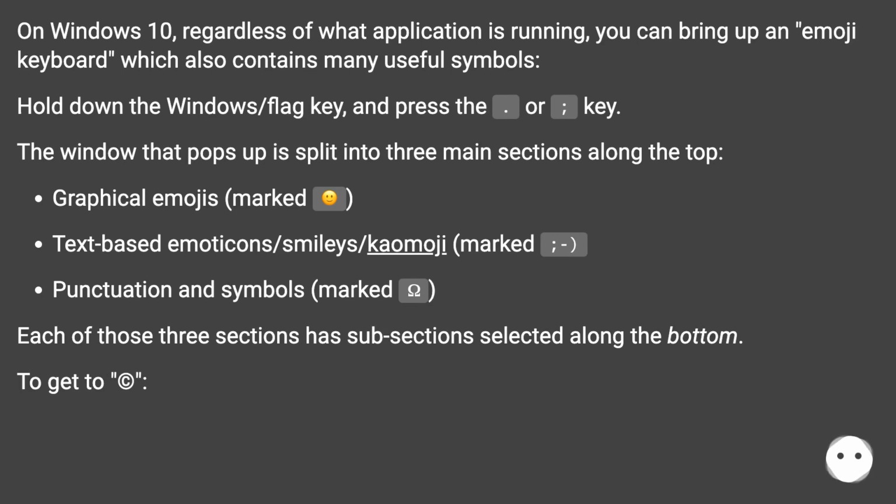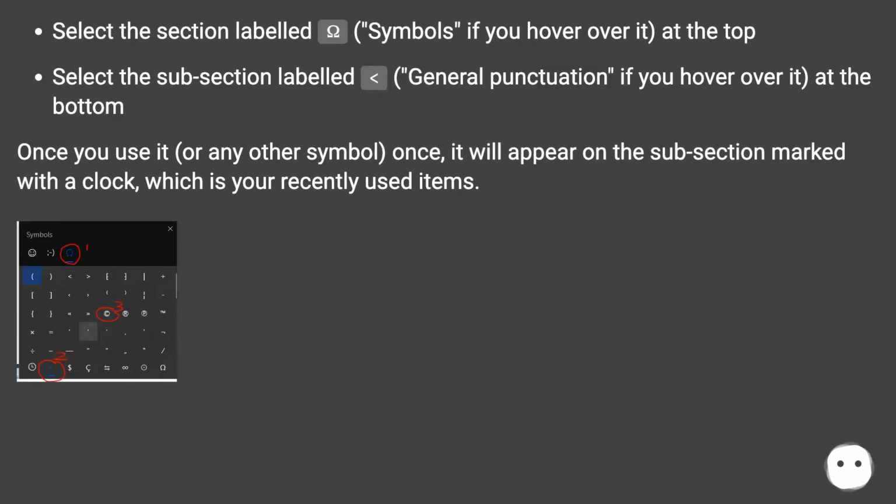Each of those 3 sections has subsections selected along the bottom. To get to the copyright symbol, select the section labeled with an omega, symbols, if you hover over it, at the top. Select the subsection labeled general punctuation, if you hover over it, at the bottom. Once you use it or any other symbol once, it will appear on the subsection marked with a clock, which is your recently used items.